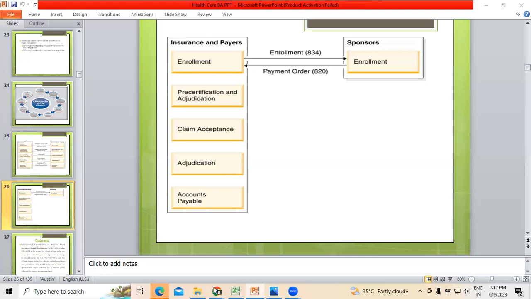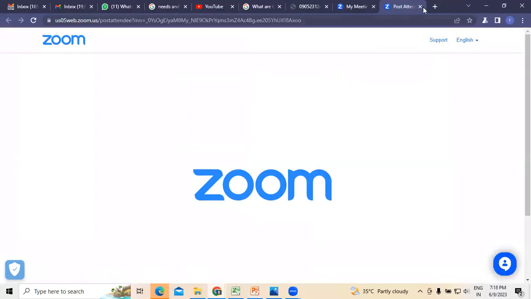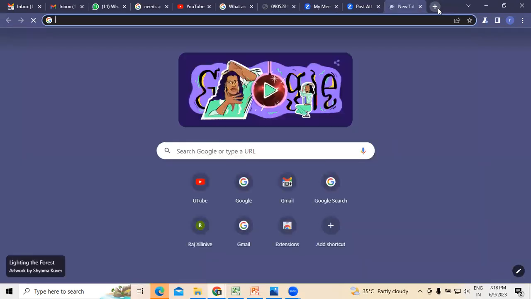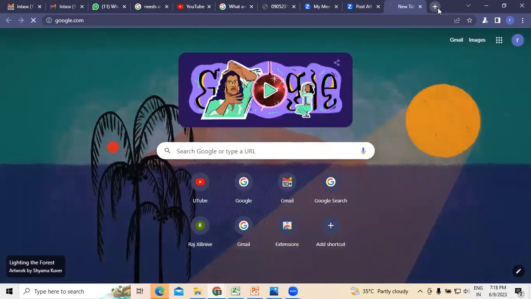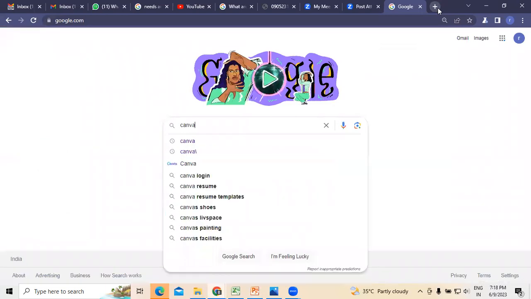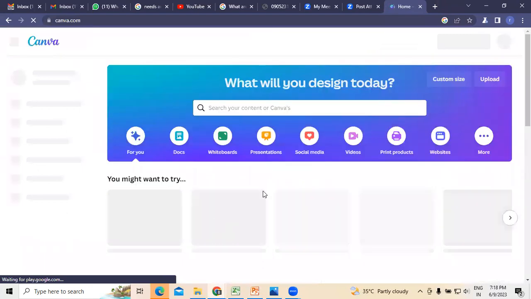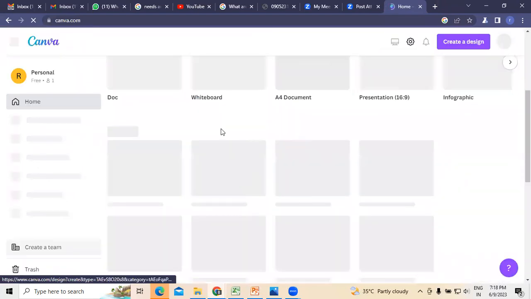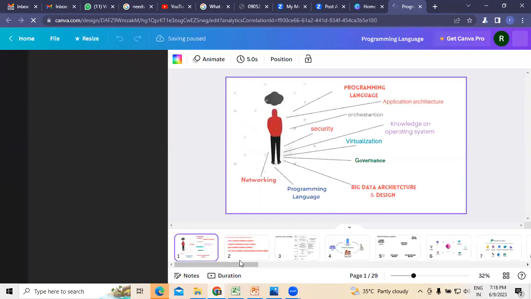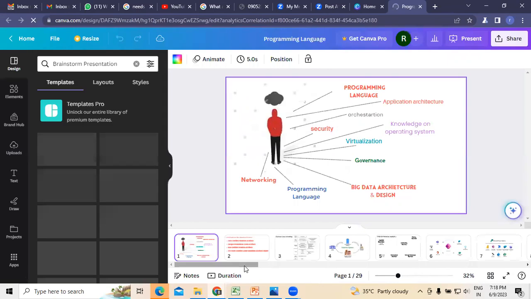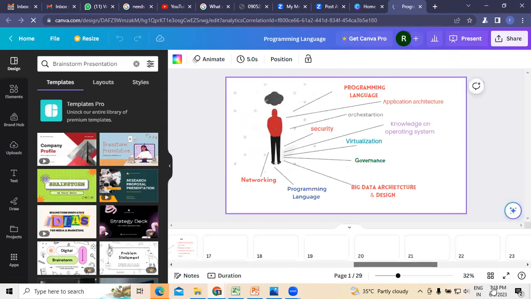I have a diagram prepared on this. Yesterday I created it. It's in my Canva book. I'll show you. Because there are four people. One is the healthcare provider, hospitals. Payer: who is the payer? Insurance company. Third is the patient, a person who is getting treated. So this person is called patient.